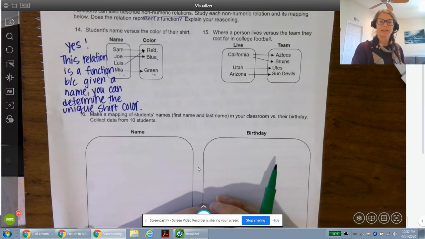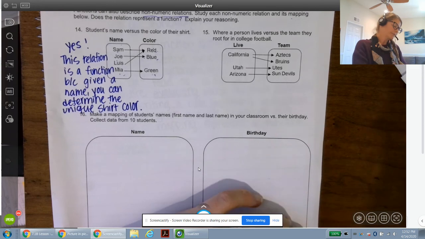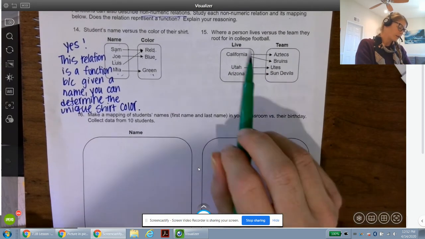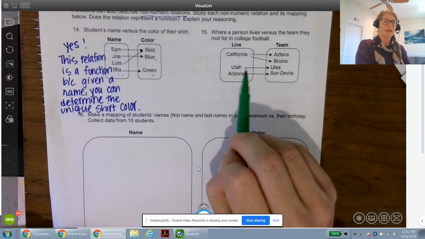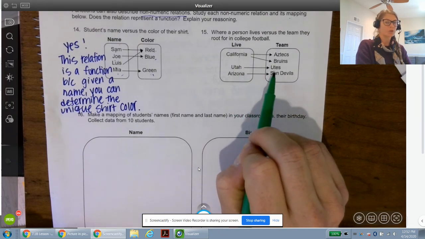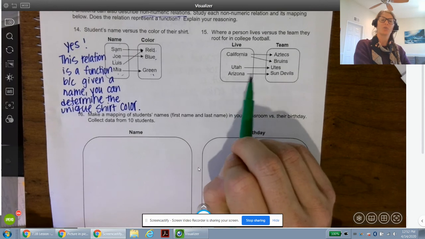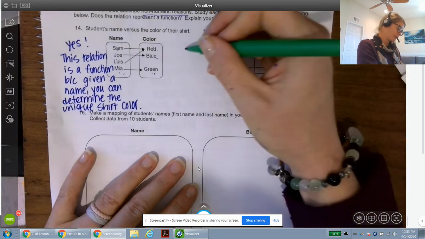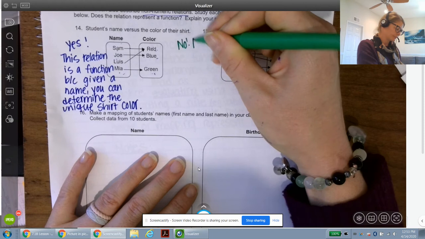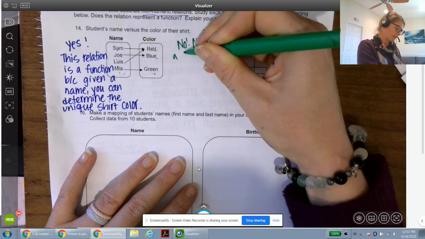Where a person lives versus the team they root for in college football. Well, if you live in California, can you determine who you're going to root for? If you live in Utah, can you determine who you're going to root for? If you live in Arizona, can you determine who you're going to root for? Is this a function or is this not a function? This is no, not a function.